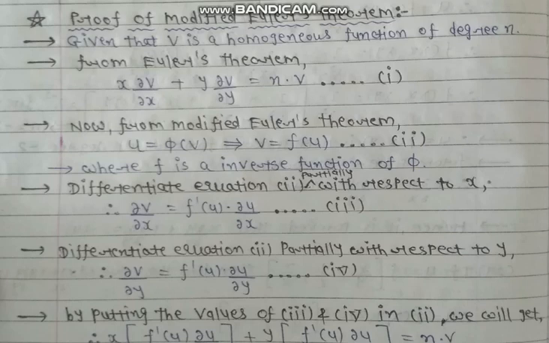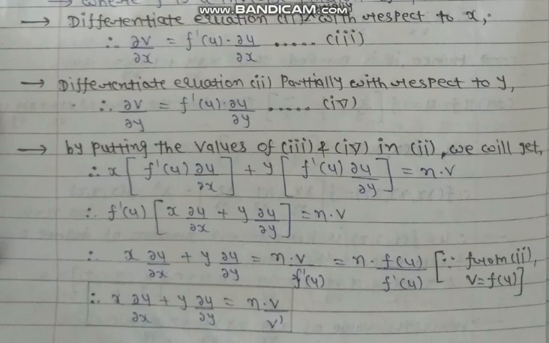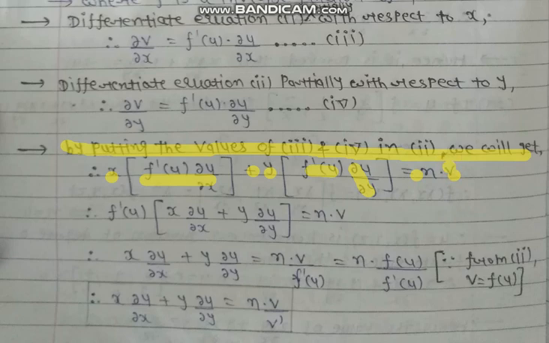Now you have equation 1, that is x del v upon del x plus y del v upon del y is equal to n into v. So you have to replace del v by del x and del v by del y and v by equations 2, 3 and 4. So by putting the values of equations 2, 3 and 4, we have the equation like x into this plus y f prime u del u by del y is equal to v, that is v is equal to f of u.